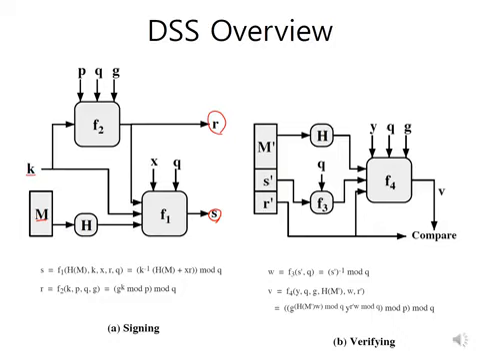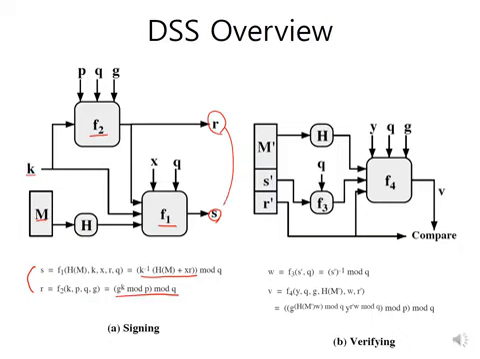In this case, the F1 function and F2 function are defined like this. S is generated by the F1 function, which is K inverse times H of M plus XR, mod Q. And R is generated by the F2 function, which is G to the K mod P and mod Q. So this is the signature pair.